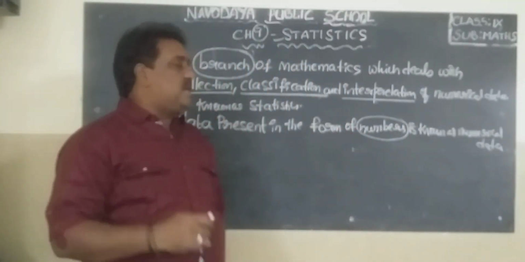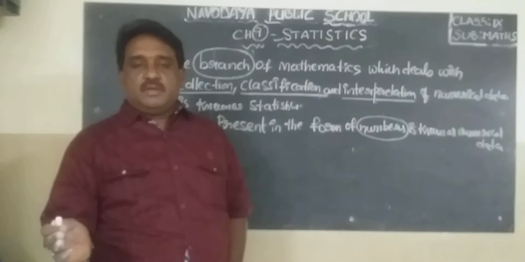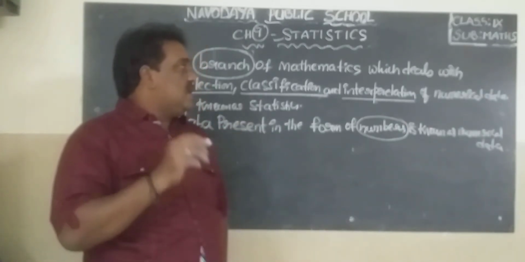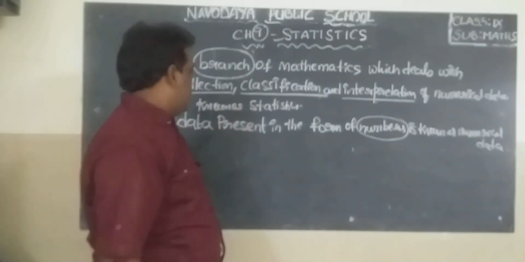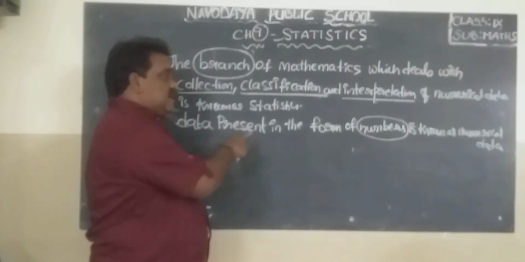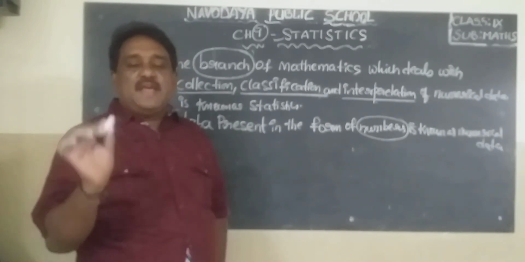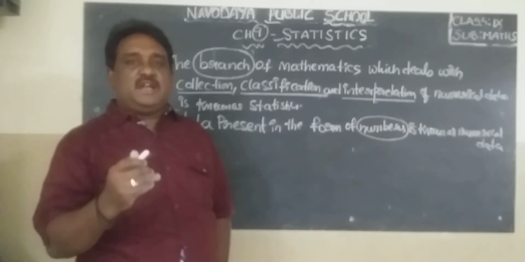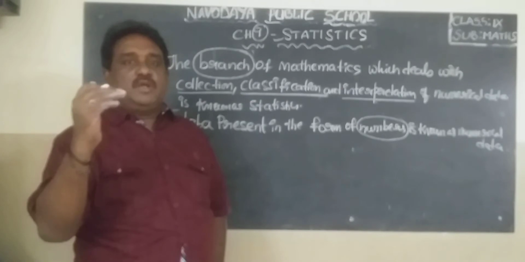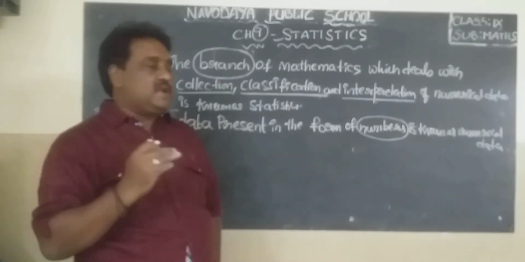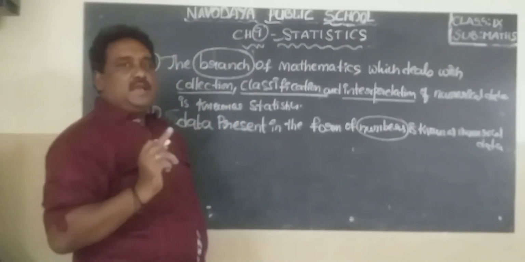What are the examples for numerical data? Your roll number, your marks, cricket score, everything belongs to numerical data. Statistics deals with numbers. So statistics contains numbers. The data present in the form of numbers is known as numerical data. Numeric means numbers.